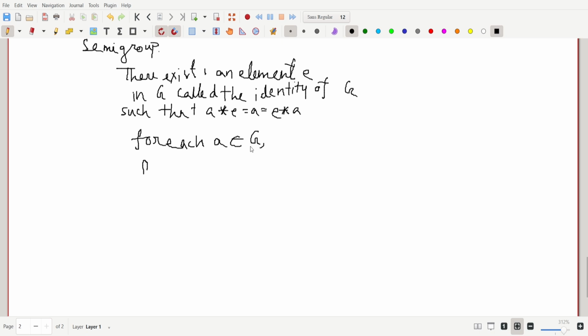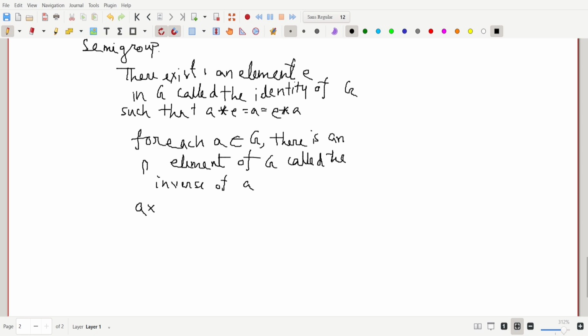For each A belonging to G, there is an element of G called the inverse of A, say B, such that A star B is equal to E is equal to B star A. This B is denoted by A inverse.